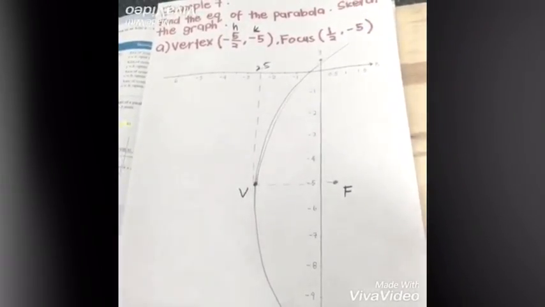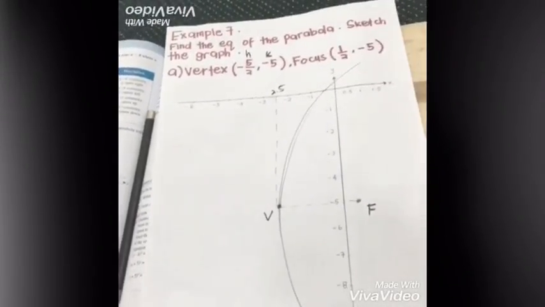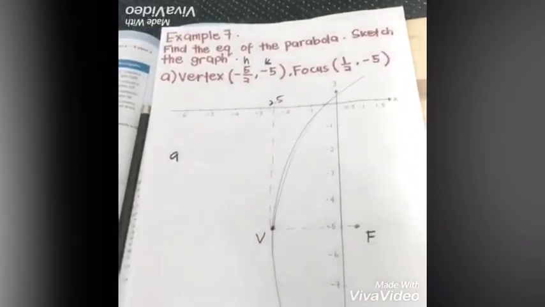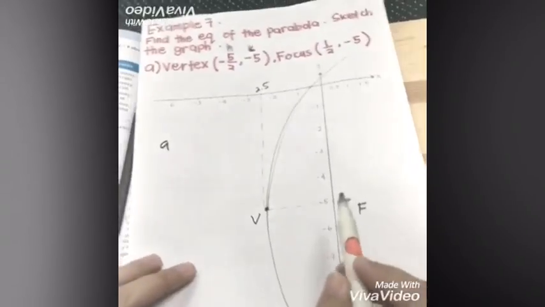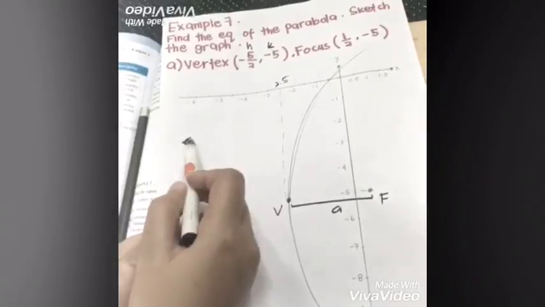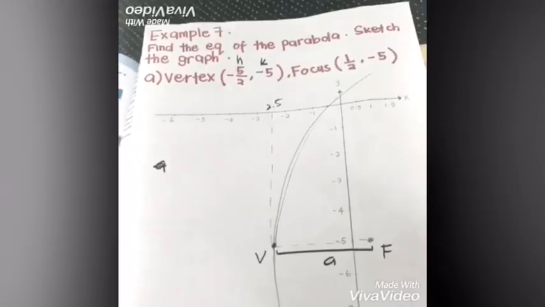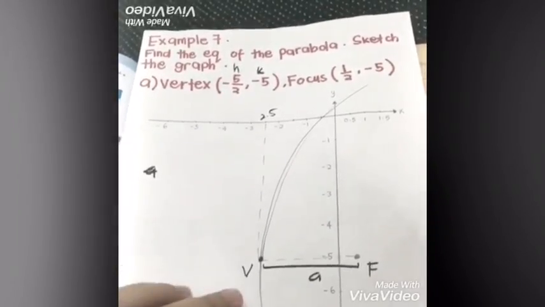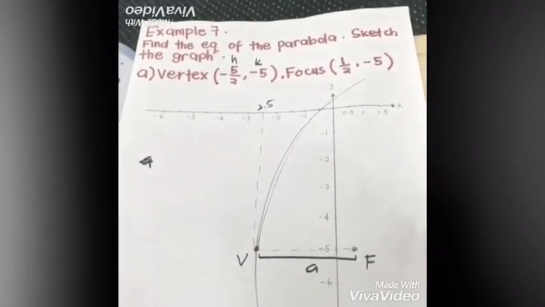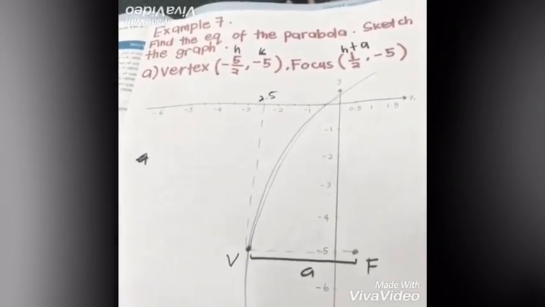Next, we have to find what a is. What is a here? As we know, the distance between these points is a, and we now need to find the directrix point. If we want to find a, or the directrix, we use this. So now we need to find a.